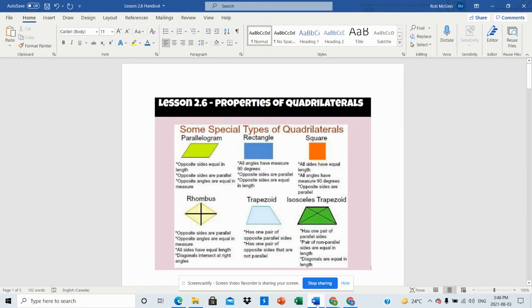Good day and welcome to lesson 2.6, Properties of Quadrilaterals. So here we've got some special types of quadrilaterals and their properties listed below. Just because of the nature of this summer school course and how compressed it is, we're really only going to focus on a parallelogram, rectangle, and a square.